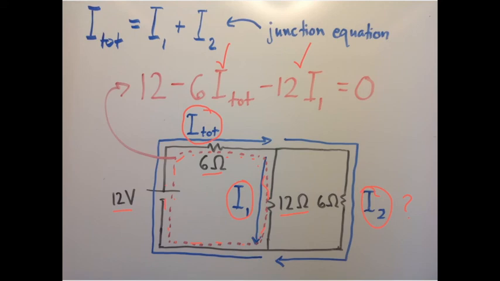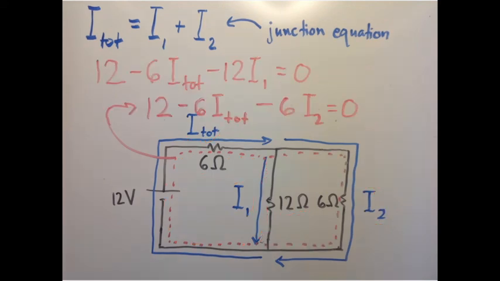But seriously, what about the 6 ohm resistor? Right now, what I've got is maybe enough information to get I total or I1 if I felt like solving for it. But what about I2? Surely I need to include that one somehow. You're right, and the way I include it is I write another loop equation. And there it is, another loop equation for following around the perimeter of the circuit.